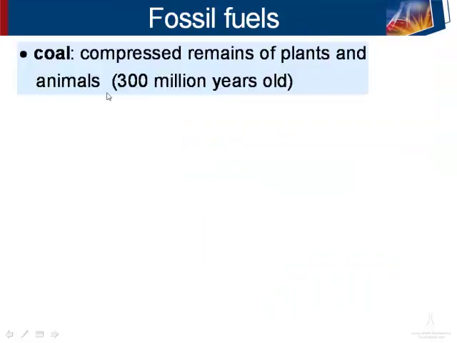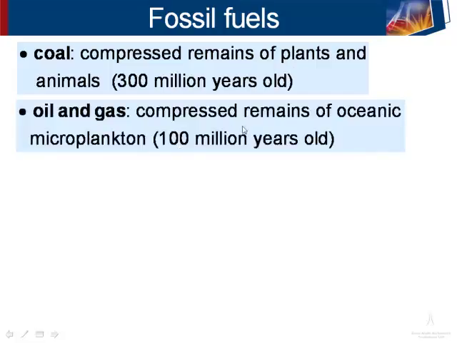Firstly, let's look at fossil fuels. Now, coal as a fossil fuel is the compressed remains of plants and animals and approximately 300 million years old. Coal reserves are formed from many old remains of vegetation. The oil and gas is the compressed remains of oceanic microplankton, and that's approximately 100 million years old.